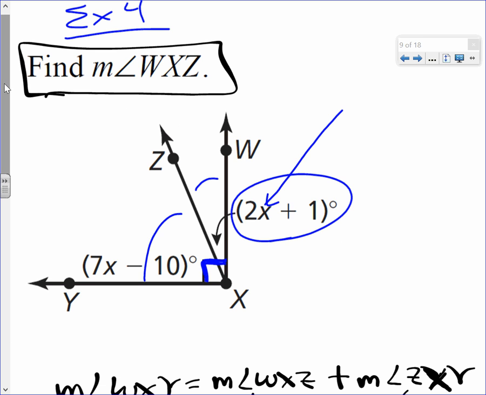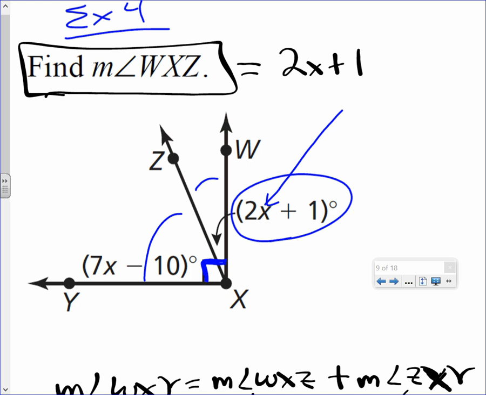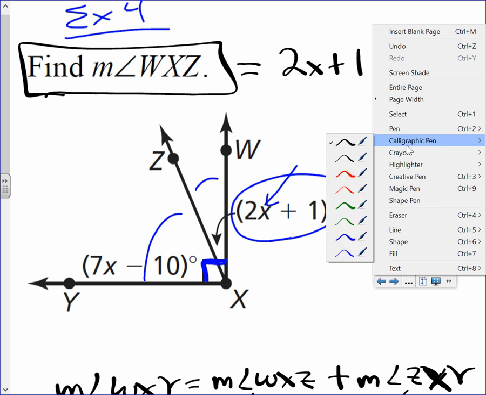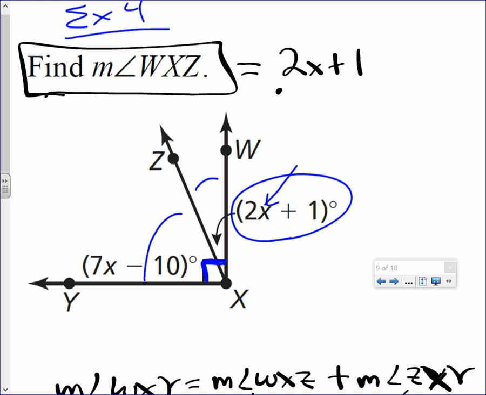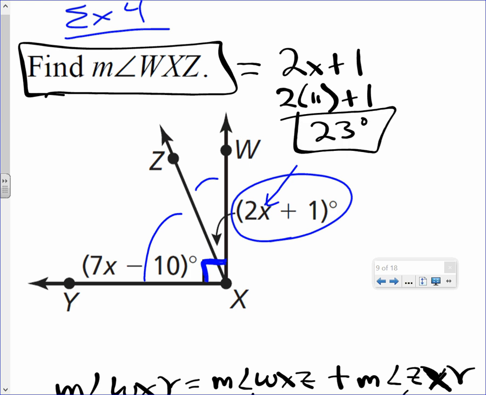That angle is 2x plus 1, right? So the measure of angle WXZ is going to equal 2x plus 1 degrees. I know what x is now, so let me substitute it back in there. This is really 2 times 11 plus 1. 22 plus 1 would be 23 degrees. Mission accomplished. There's the angle measure, 23 degrees. Very nice.